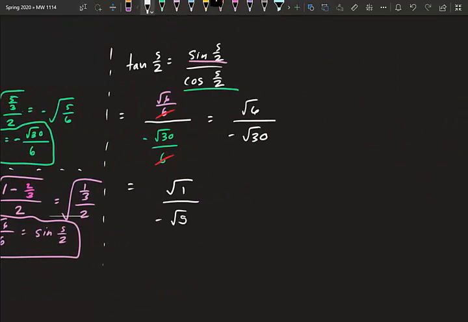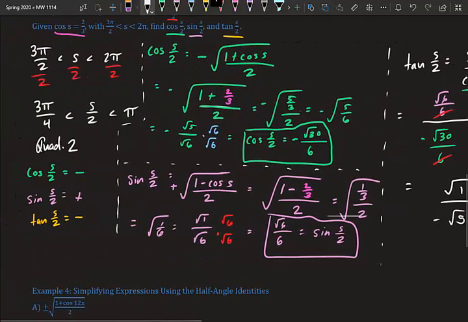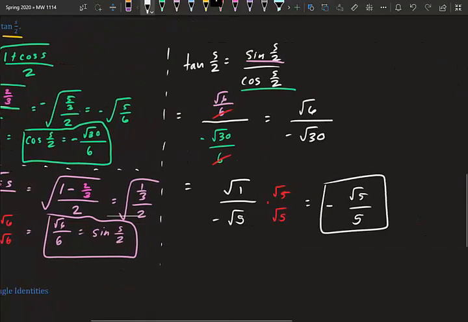Because 6 and 30 have 6 in common, so we take it out. Now let's simplify. We're going to rationalize our denominator. And when we do, we finally get negative square root of 5 over 5. And that actually works because tangent was supposed to be negative, and it is indeed negative.